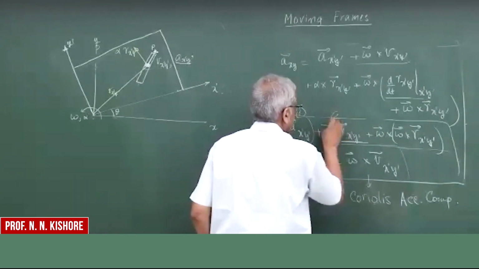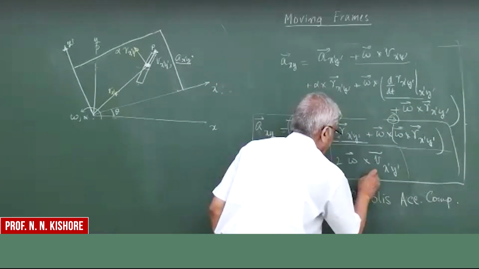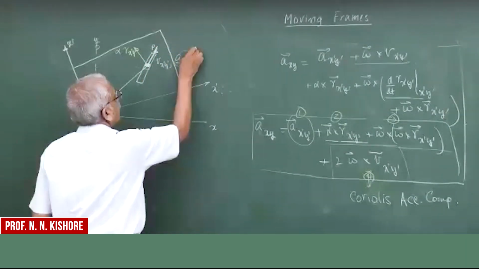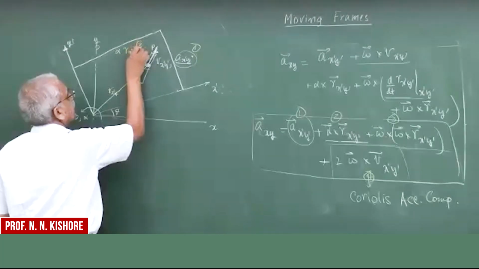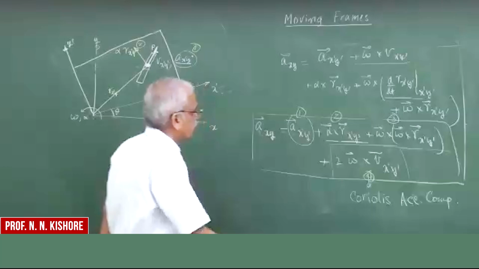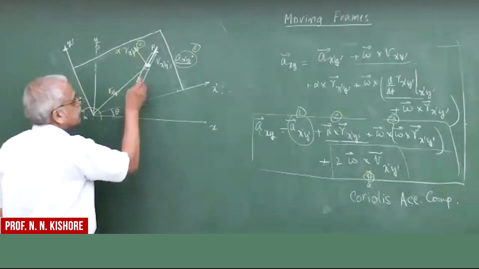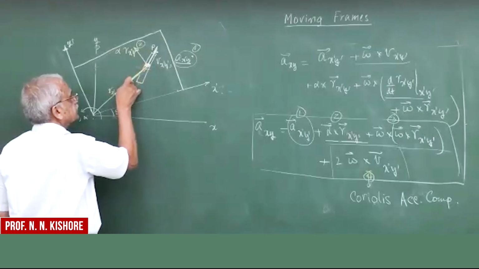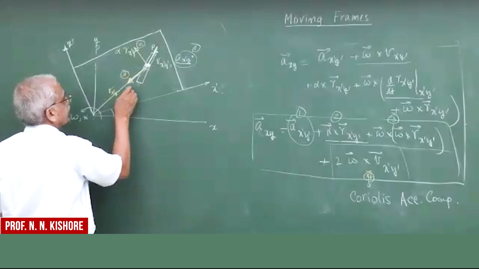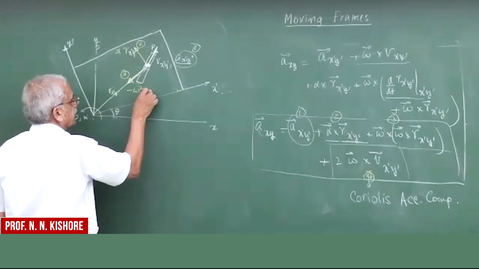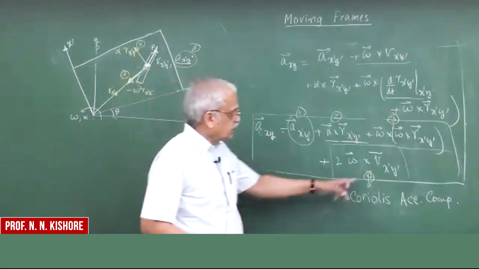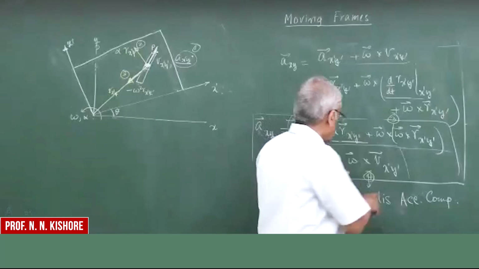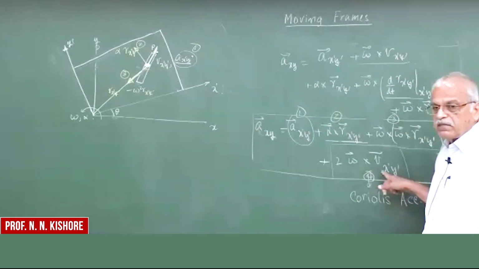So let me call these 1, 2, 3, and 4. So 1 is this one, and this one is 2. And what is 3? 3 is omega cross omega cross rxy, which is nothing but minus omega squared rxy. So this is 3, which is minus omega squared times this part, right? And finally, we are left with omega cross v x prime y prime. What is this fourth component? The fourth component is omega cross v x prime y prime.